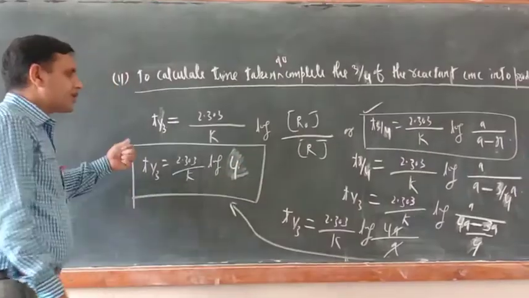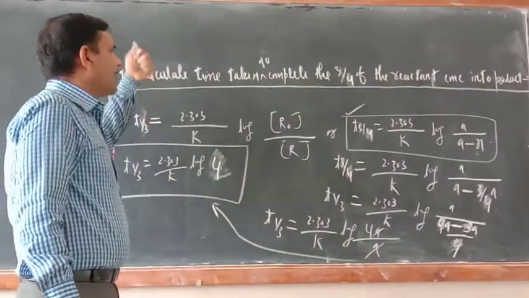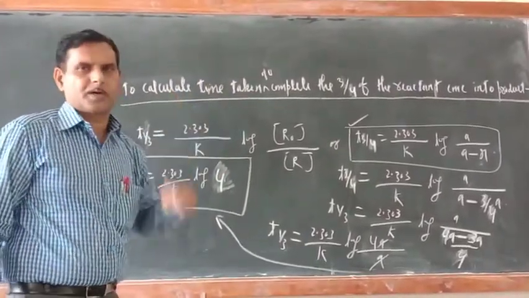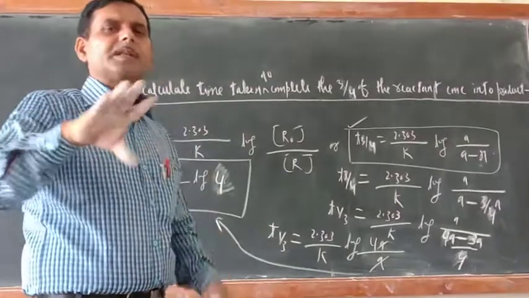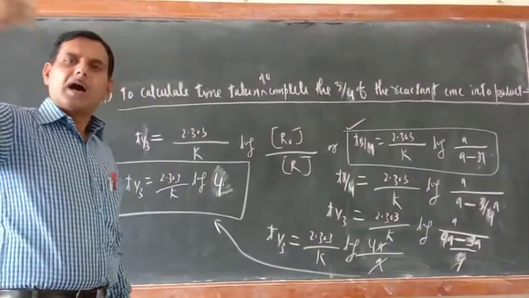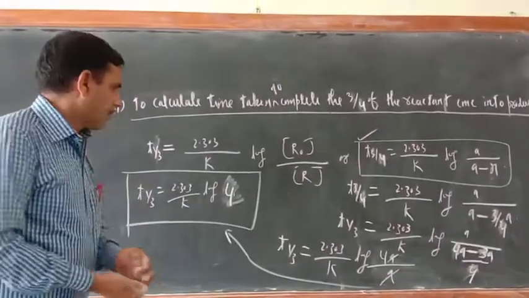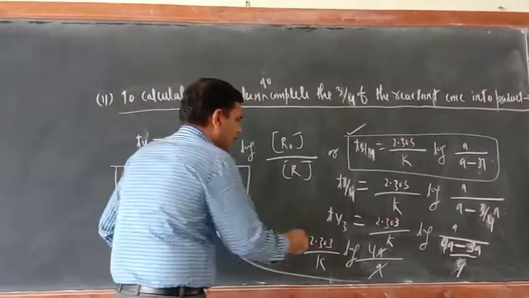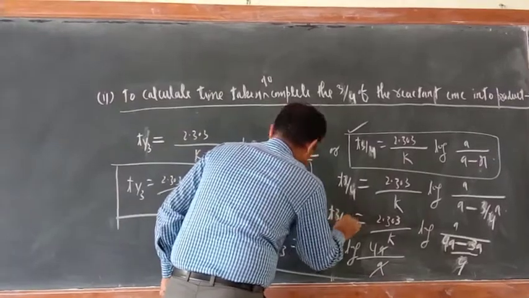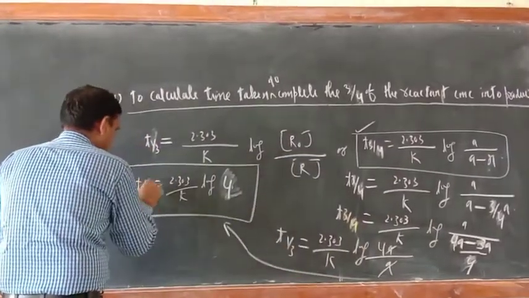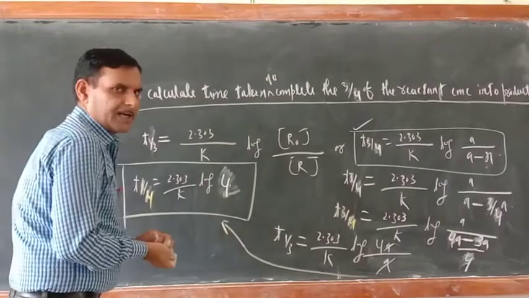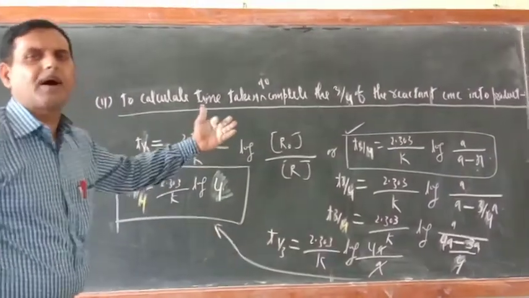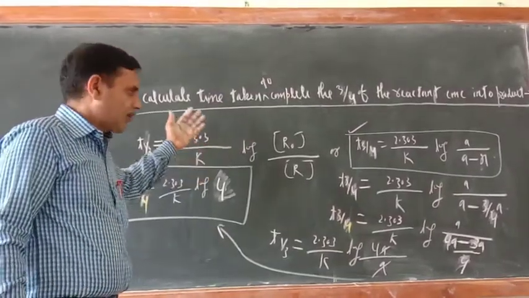So in this way, we can calculate the time taken to complete any fraction of the reactant into product. Fraction doesn't mean only half-life period. Half-life period means half. The time to complete 3/4 means how much time is taken for 3/4 conversion. So that is the extension of the half-life period expression. You can understand in this way only.